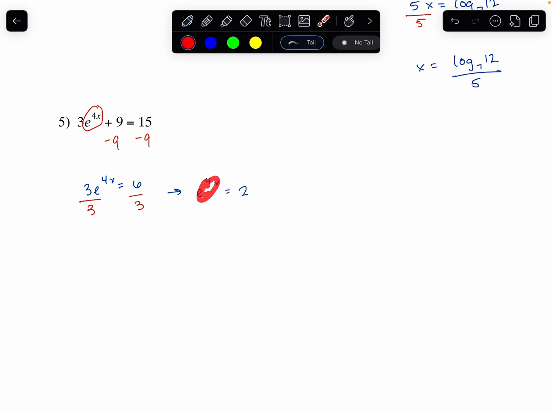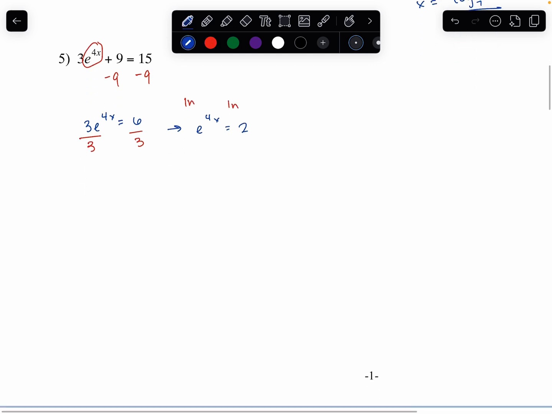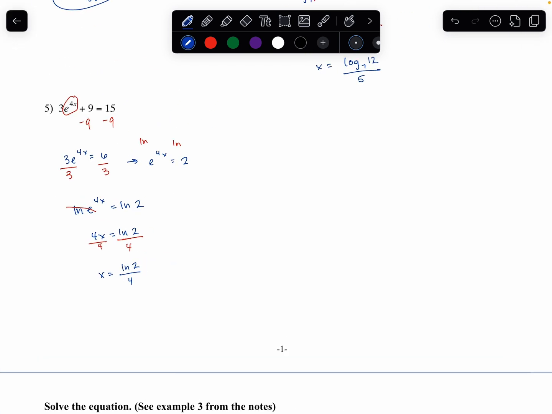Now that the exponential is all by itself, I'm going to use a natural log on both sides. So I'll get natural log of e to the 4x equal to the natural log of 2. Those will cancel since the base of the natural log is e, and I'll get 4x is equal to the natural log of 2. Then I'll divide by 4, divide by 4, and x is equal to the natural log of 2 divided by 4.